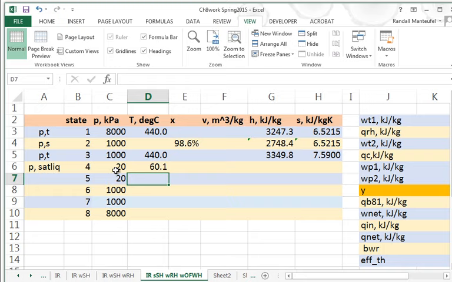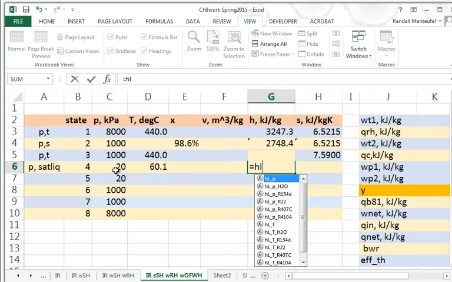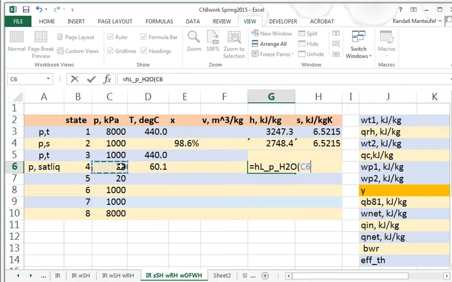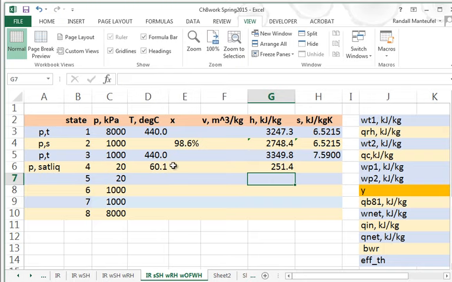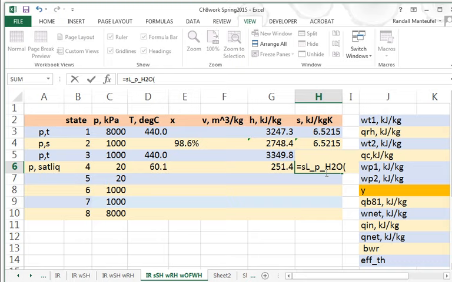I need that enthalpy. Is it HSat? No. Is it HF? I don't know. What about HL? L-I, yeah, it's HL for liquid. You've got to figure out the syntax for whoever coded it up, okay? It's HL for liquid, for water. I hit tab. I want to go get that pressure. And then this is SL as a function of pressure for water at that pressure. There you go. How about state 5?